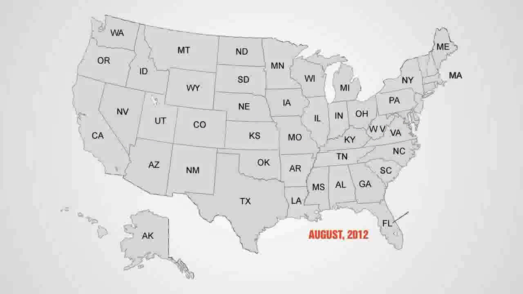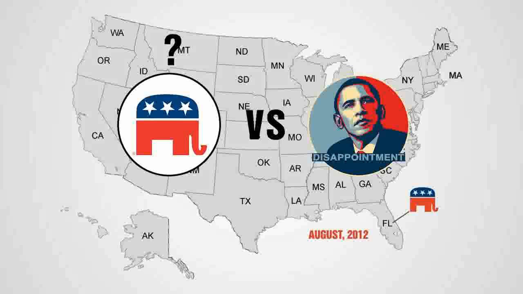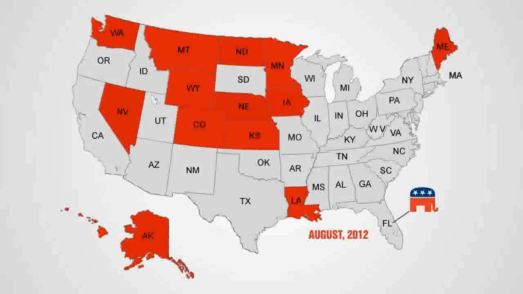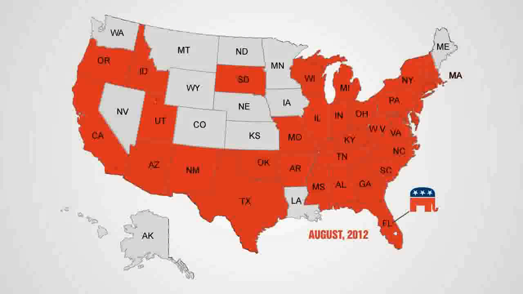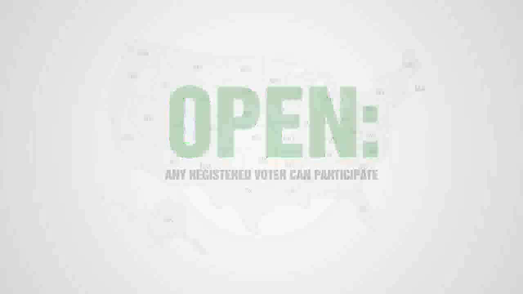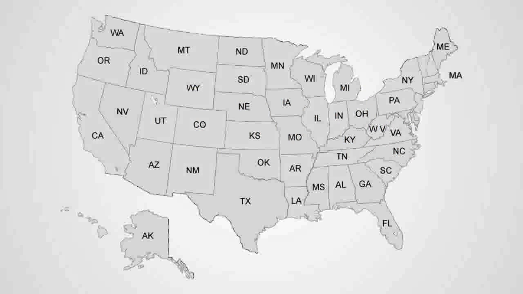In August 2012, the Republican Party will hold a national convention in Florida in which delegates will officially vote for a Republican nominee to run against Barack Obama. Each state has its own process for electing these delegates, either through a caucus system, as in these states, or a primary system, as in these states. Caucuses and primaries are either open, meaning that you do not have to be a registered Republican to vote for Ron Paul to be the Republican nominee for president, or closed, meaning that you do have to be a registered Republican.